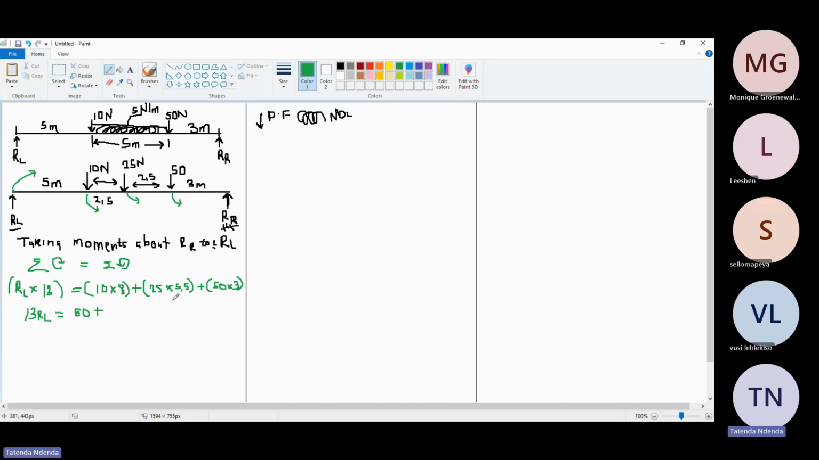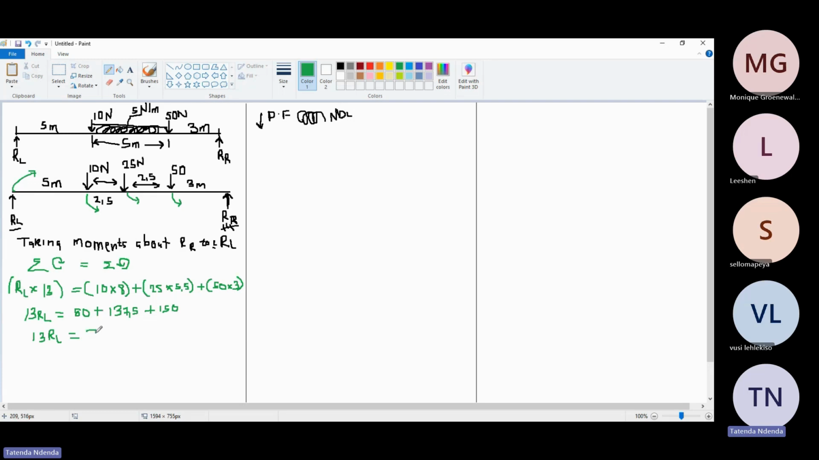137.5. Then plus this, which is going to be 150, right? So meaning that 13 RL is equivalent to 80 plus 137.5 plus 150. How much is that? 367.5.